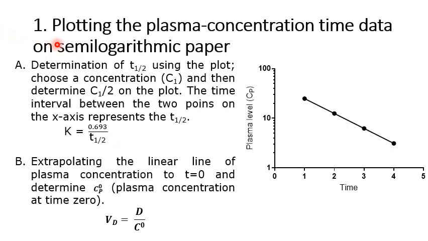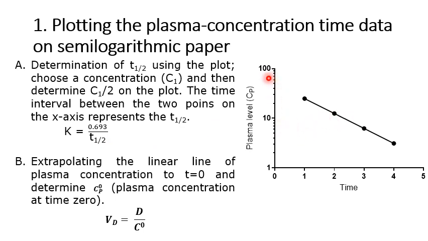First is plotting the plasma concentration time data on a semilogarithmic paper. The steps to do this: first, determination of half-life using the plot. We can choose a concentration and name it concentration 1, and then determine half of this concentration on the plot, and the time interval between C1 and half of C1 represents the half-life of the drug. And then we can simply calculate the elimination rate constant from the half-life.